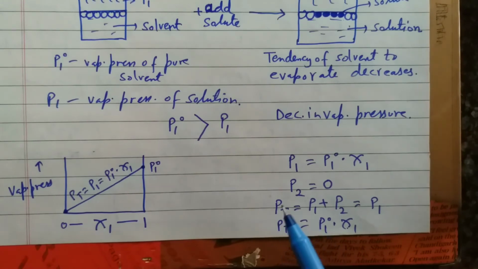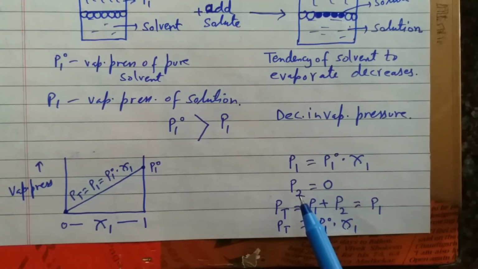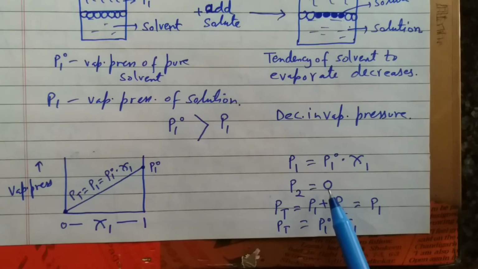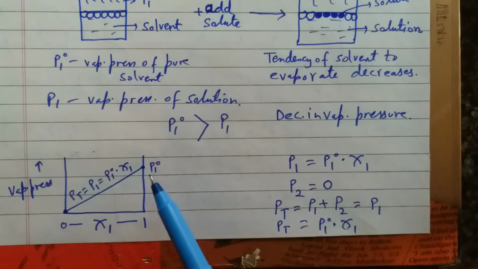So I hope you've understood that when one of the components in the solution is not volatile, like in our case P2, the pressure exerted by the solute, will be 0 only because the solute was not volatile. So P total is reduced down to only the vapor pressure of the solvent alone, and so Pt is equal to P1 naught into chi1, and this is the variation of total pressure, or P1 you may say.